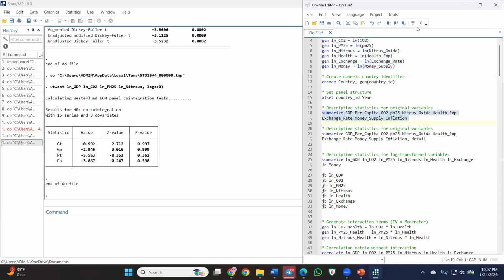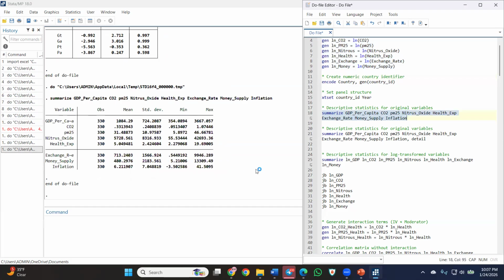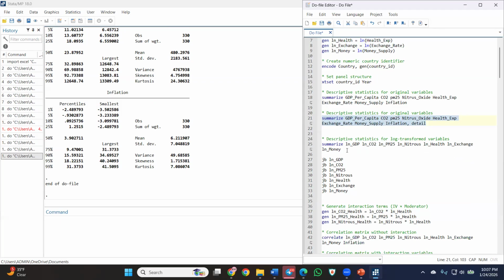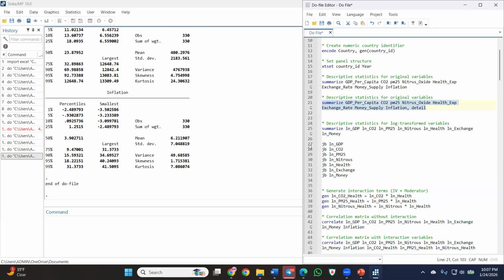Then we did our summary statistics. I said we have the detailed one and then the summarized one. This is the detailed one. It gives you the observations, mean, standard deviation, minimum values, and then the maximum values. The detailed one also gives you the skewness, kurtosis, variance, largest values, and smallest values, and even percentiles. And then we did the JB test, which is the Jarque-Bera test. It's used to test for normality.